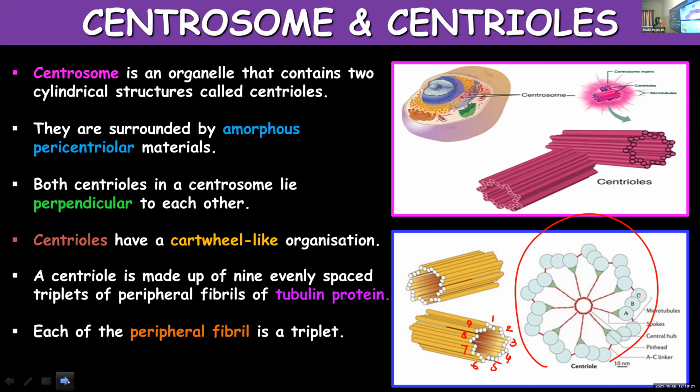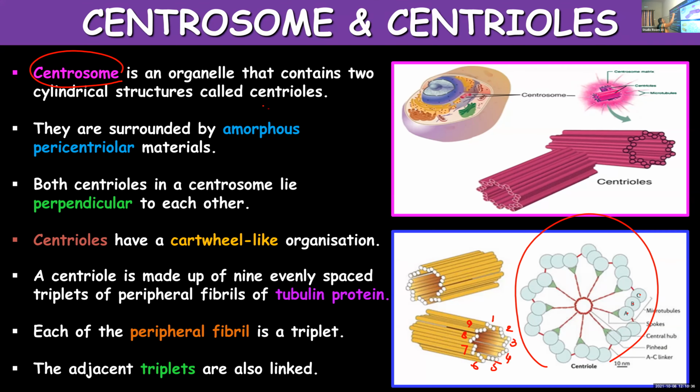So once again I am going to repeat the points. Starting from the first point, centrosome is the organelle, inside which you can see centrioles, and these are surrounded by amorphous pericentriolar materials. As you can see, it does not have a definite shape. Two centrioles are present in each centrosome, and these are arranged perpendicular to each other. You can see their perpendicular arrangement.